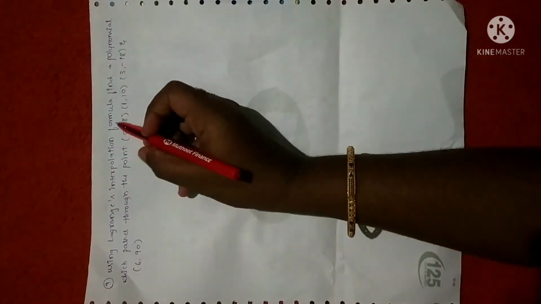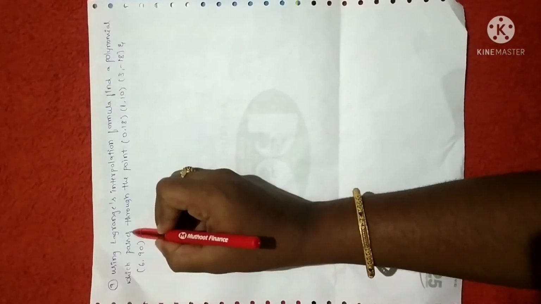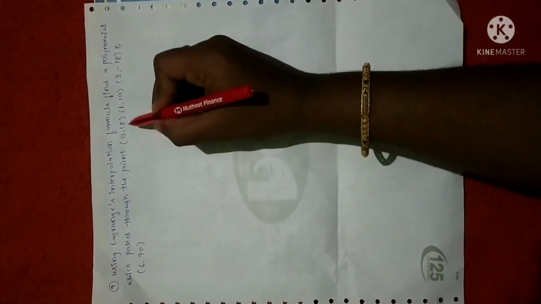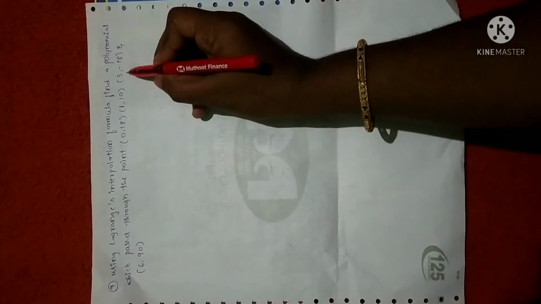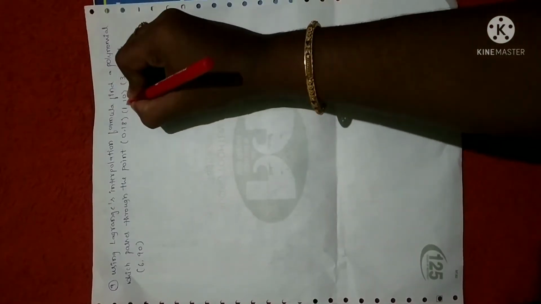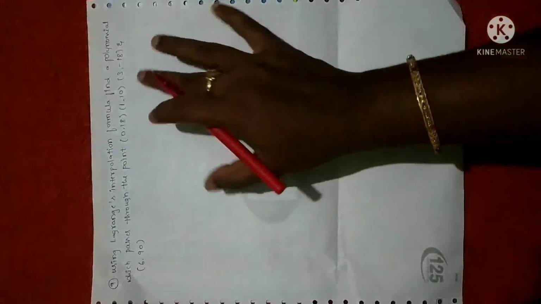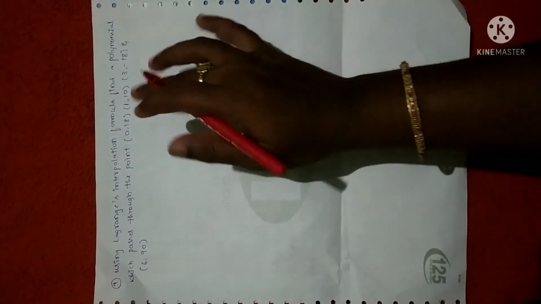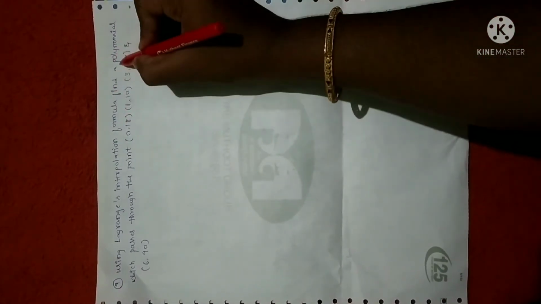Fine. This is the next question. Using Lagrange's interpolation formula, find the polynomial which passes through the points (0, 18), (1, 10), (3, -18) and (6, 90). So we need to use the Lagrange interpolation formula to find the polynomial. Here also we need to find the polynomial.